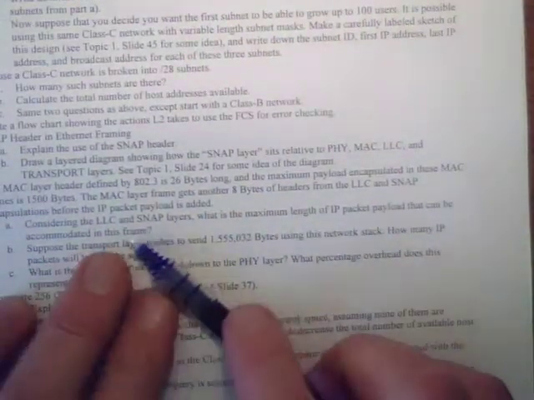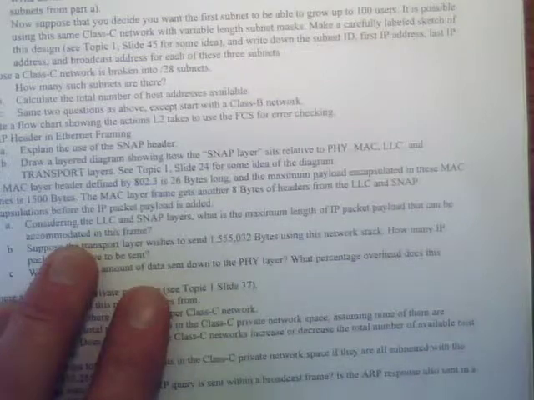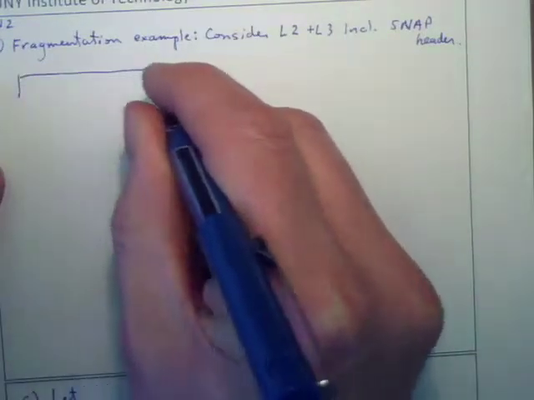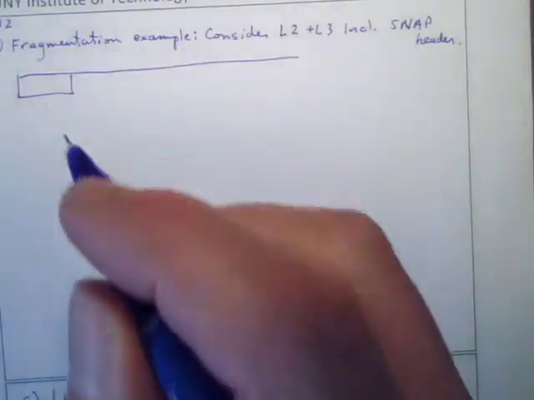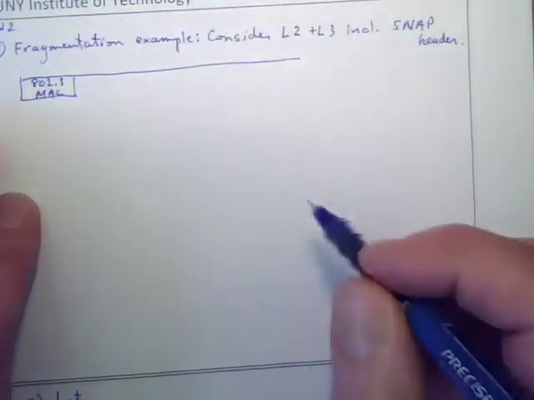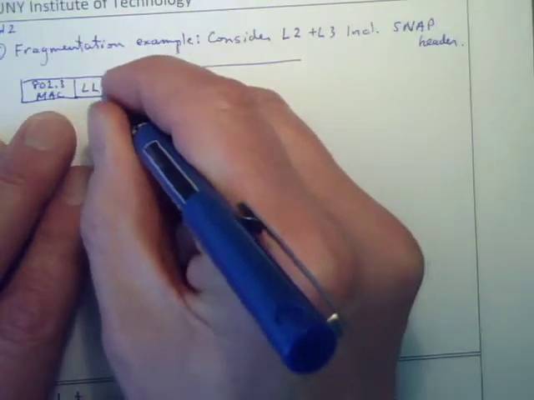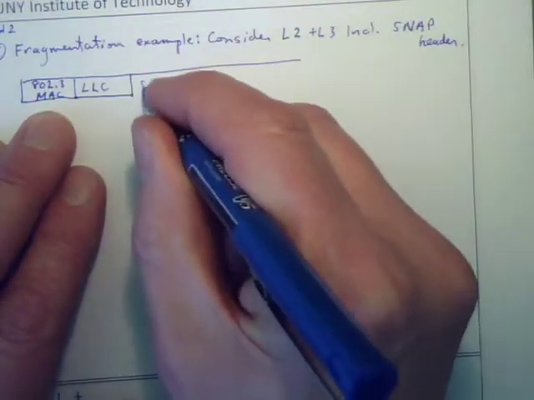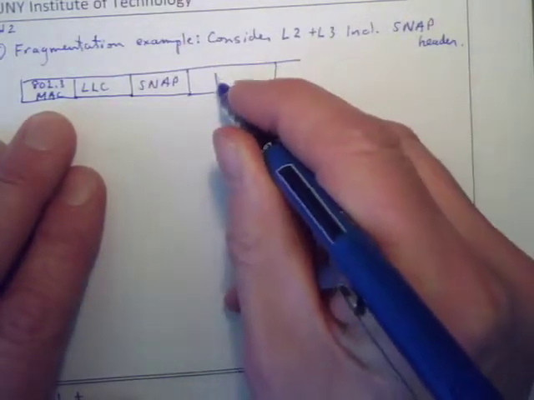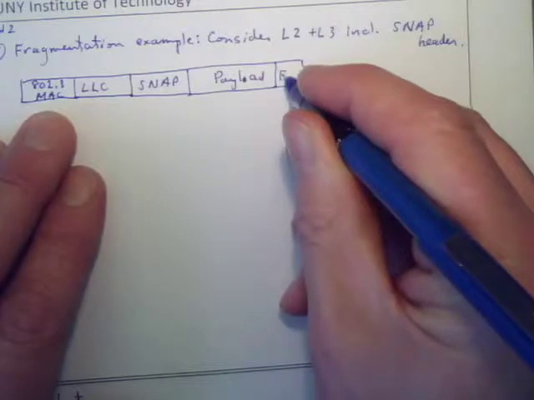And the first part says, considering the LLC and snap headers, what is the maximum length of IP packet payload that can be accommodated in this frame? Okay, so let's just look quickly. We've got our 802.3. That's the MAC layer. And inside of that we have the LLC. This is an 802.2, and then we have the snap header, and then we have the payload, and finally we have a 4-byte frame check sequence.